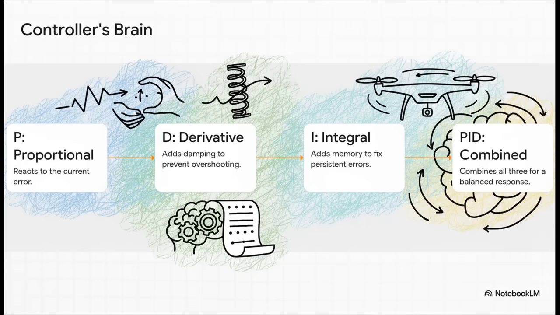So we add D for derivative. This acts like a set of shock absorbers, calming down those wobbles by anticipating where it's going. And finally, we add I for integral. This is like the controller's memory. It looks at small, persistent errors over time and says, hey, we're always just a little bit off. Let's fix that. Put them all together and you get the full PID brain, a system so powerful it's used in everything from your home thermostat to cruise control in your car.